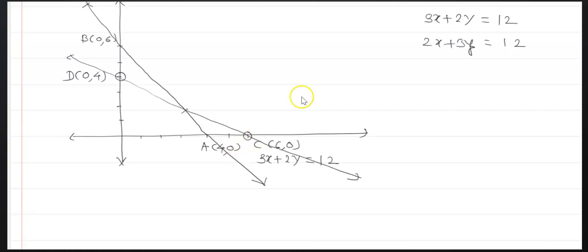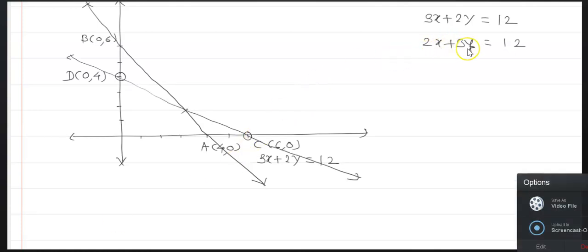Next equation. For this equation, when it touches the x-axis, 2x is equals to 12, and it is (6, 0). When it touches the y-axis, x is 0, that is (0, 4). This is the point of intersection.